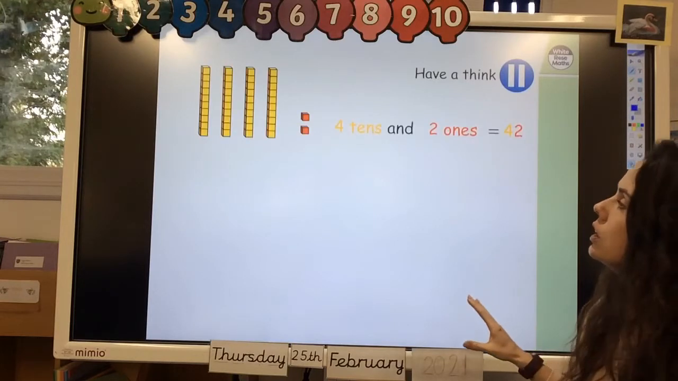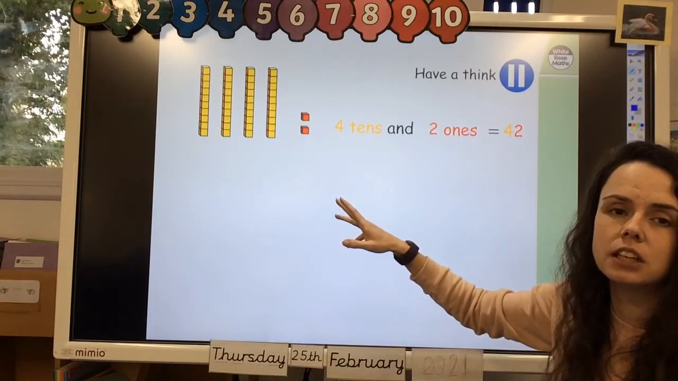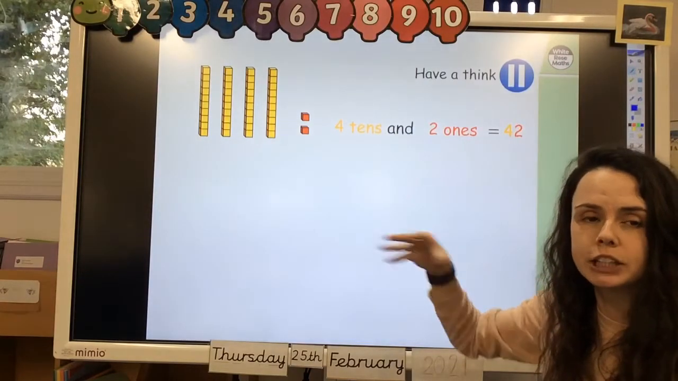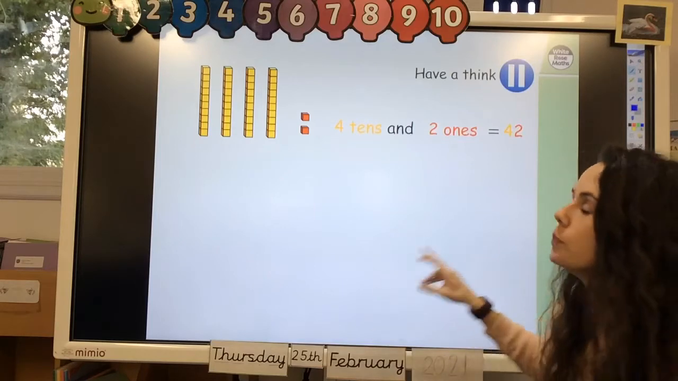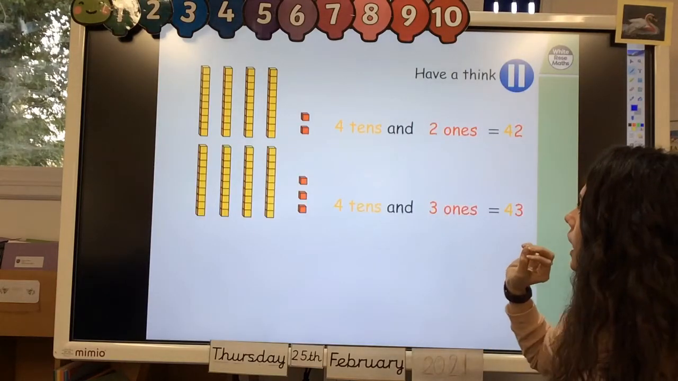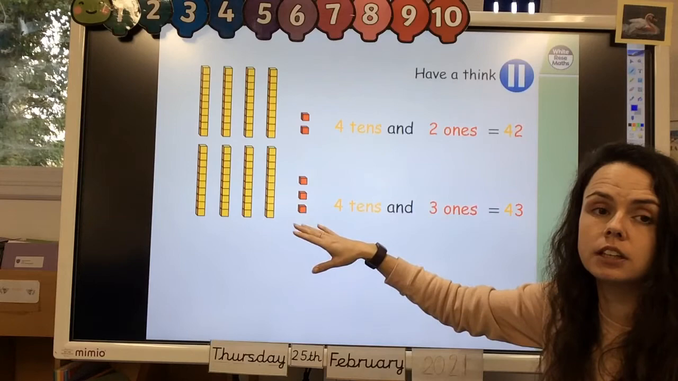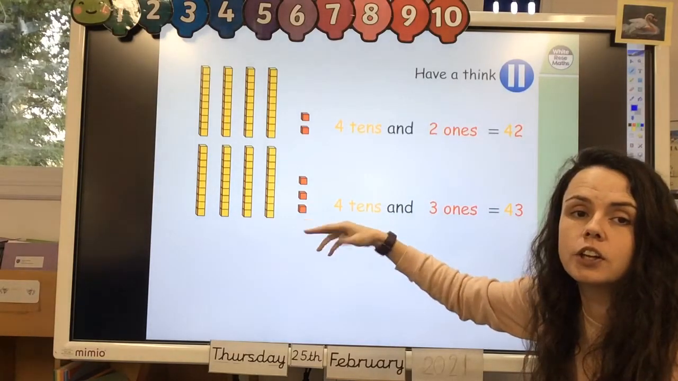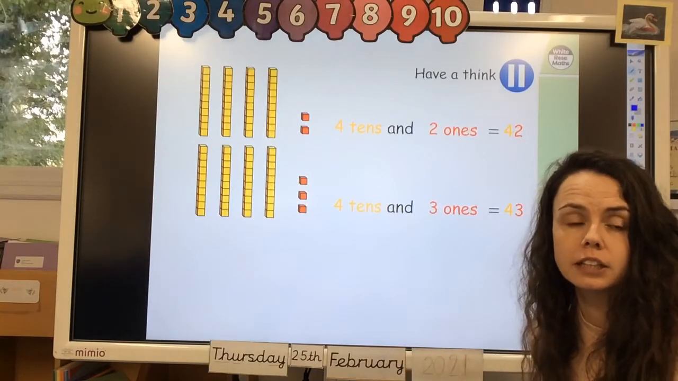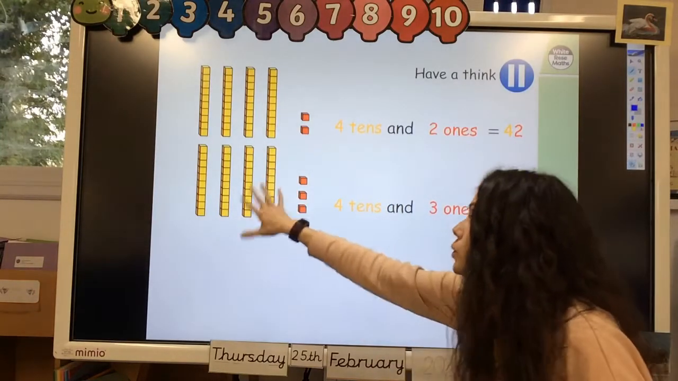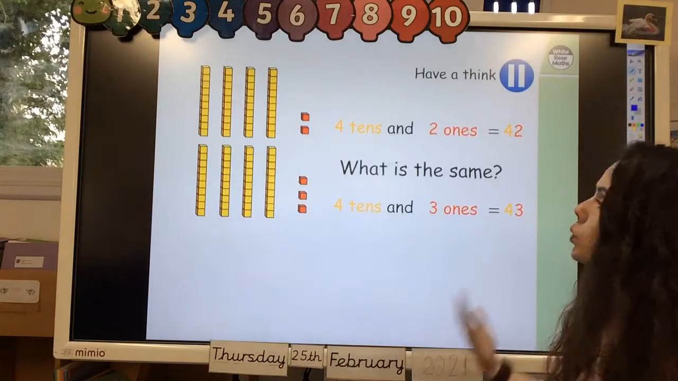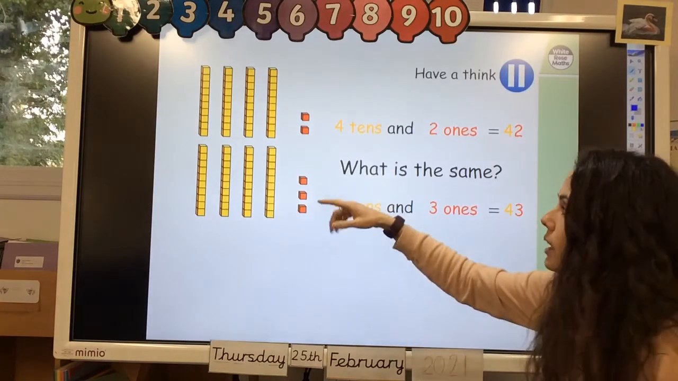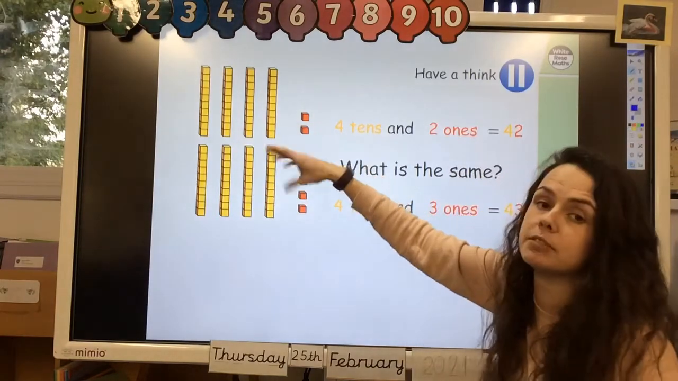So now we've got how many 10s? 40. How many 1s? 2. In total we've got 42. How many tens? 40 again. How many ones? 3. So what's our total there? 43. Right, what's the same? Our tens are the same, aren't they? Because they've both got the same amount of tens, 40.